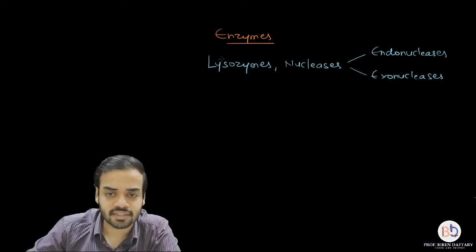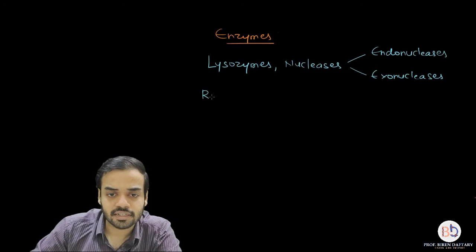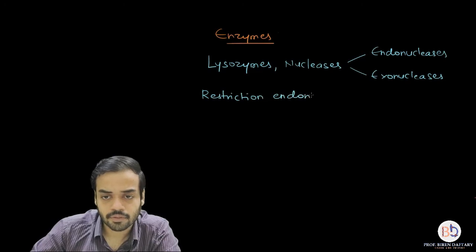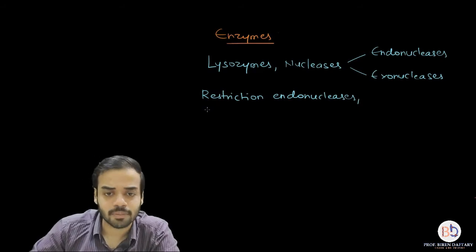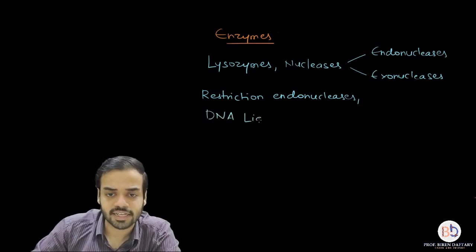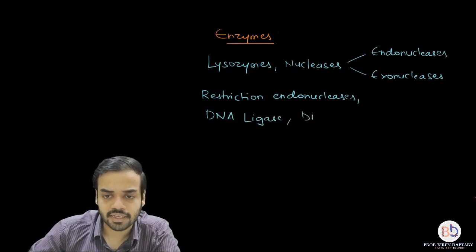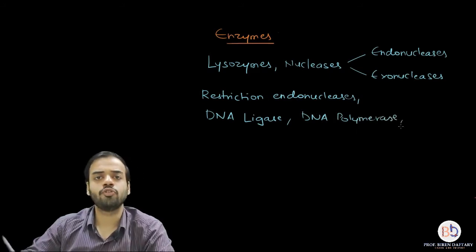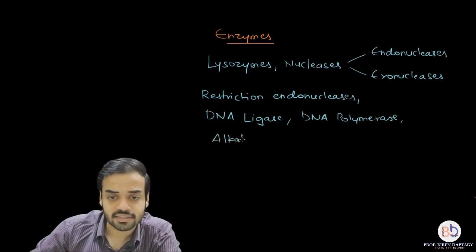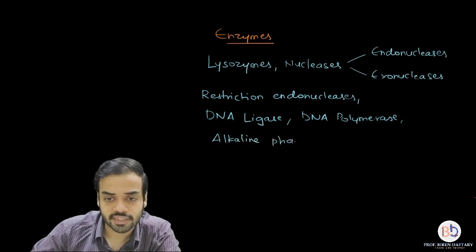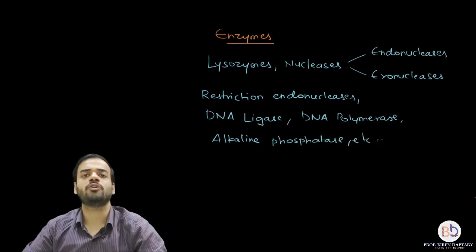Nucleases are present. Then there are certain enzymes which are called as restriction endonucleases. All right, then there are other enzymes also. For example, in DNA replication there are enzymes which are called as DNA ligase. Okay, then DNA polymerase. All right, then there are few more enzymes, some of them which are present in the lysosomes. For example, there is something which is called as alkaline phosphatase. Okay, and so on and so forth. So these are some of the examples of enzymes.